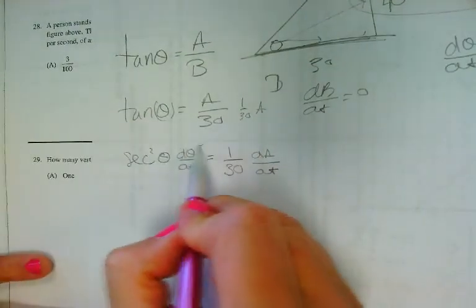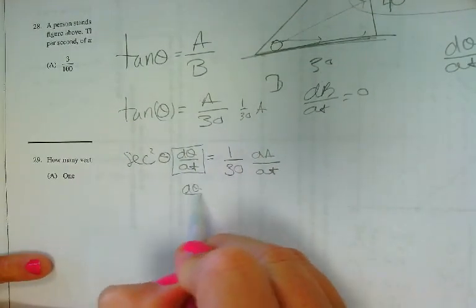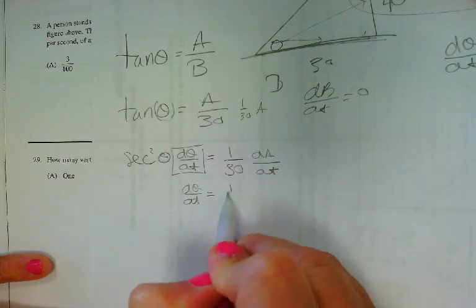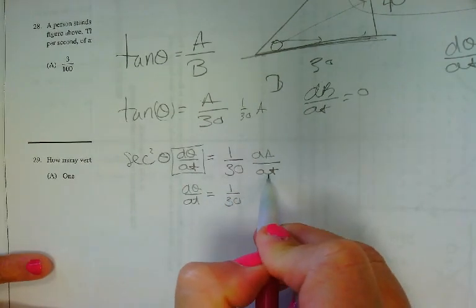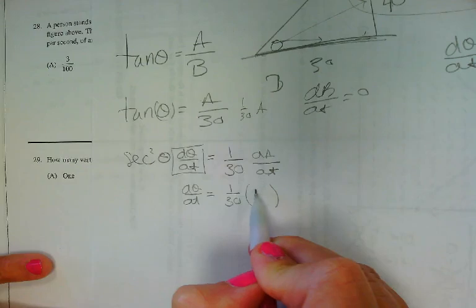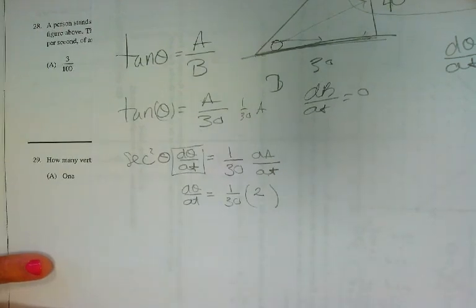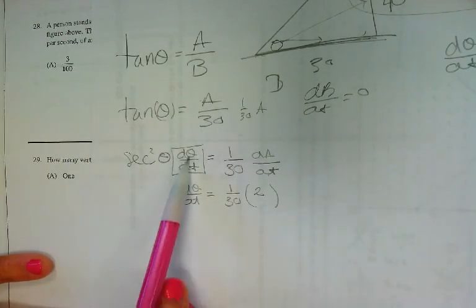Okay, so the only thing I shouldn't know is d theta dt. I should be able to figure out everything else. Let's start with the easy one. dA dt they told us was 2, so I can plug that in. I'm looking for d theta dt.